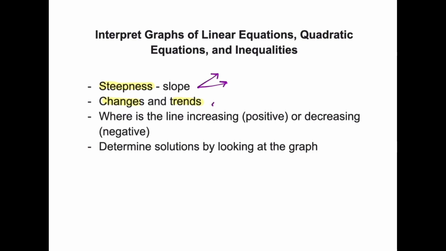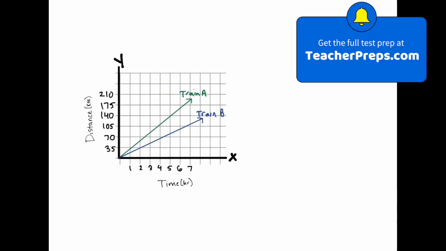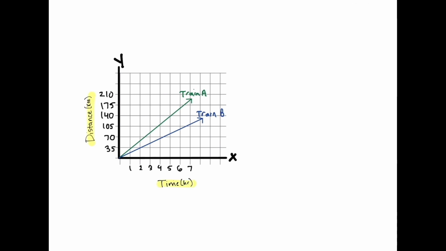Sometimes you have a line that increases at a certain rate, and then has a zero slope, and then starts increasing again. We can look and see where a line is increasing, that's when it has a positive slope, or decreasing. And then we can determine solutions by looking at the graph. Let's look at the following graph. If you notice, the y-axis measures distance in kilometers, and the x-axis measures time in hours.